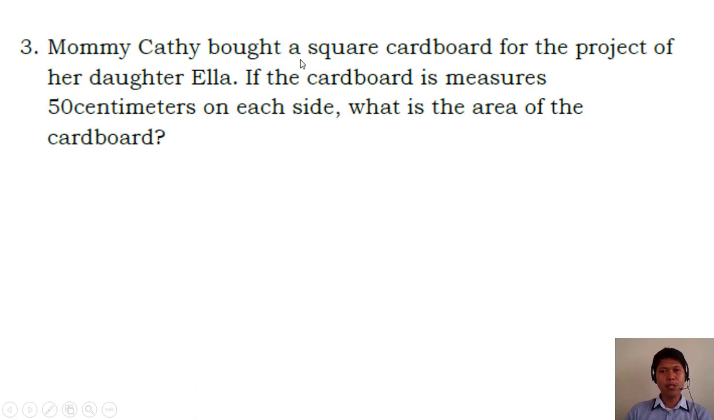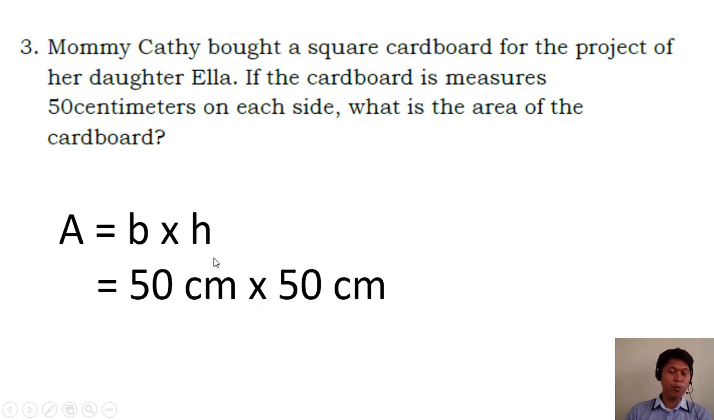Mommy Cathy bought a square. Okay, it is a square cardboard for the project of her daughter Ella. If the cardboard measures 50 centimeters on each side, what is the area of the cardboard? So it is a square. We could use s squared or base times height. In this case, it is 50 times 50.